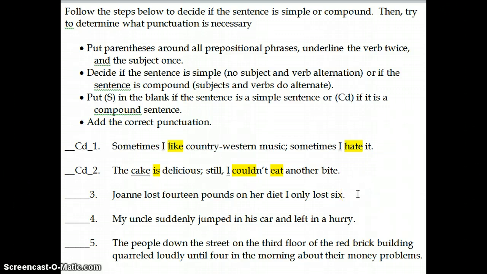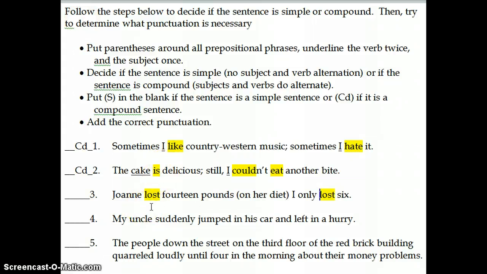Let's look at the next example. Joanne lost 14 pounds on her diet. I only lost 6. First step, we want to identify any prepositional phrases. On her diet. If we ask on what? On her diet. That helps us identify the prepositional phrase, and that's the only one we have. Then we're going to look for verbs. Lost is a verb, so I'll highlight it. And we also have another lost, which also is a verb.